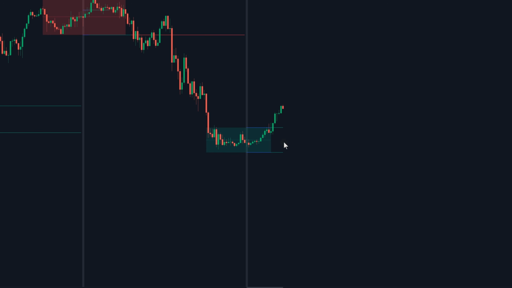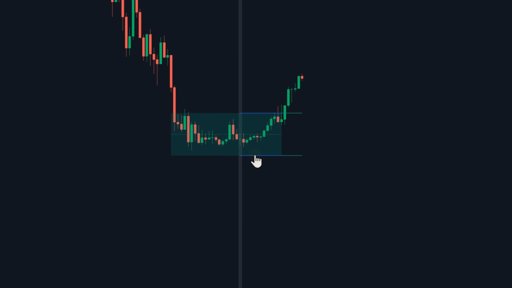Now, as you can see, we have a blue line at the top and another blue line at the bottom. These are called range extremities. This upper line is called the upper range extremity, and this lower line is called the lower range extremity. They basically indicate the upper and lower bounds where if the price were to break above or below, the range would be considered broken.